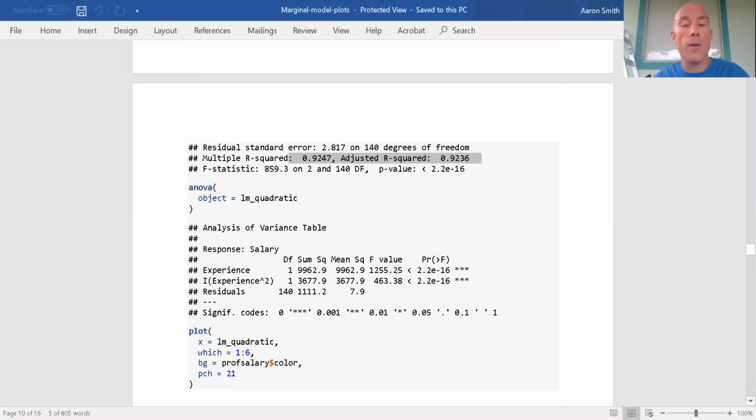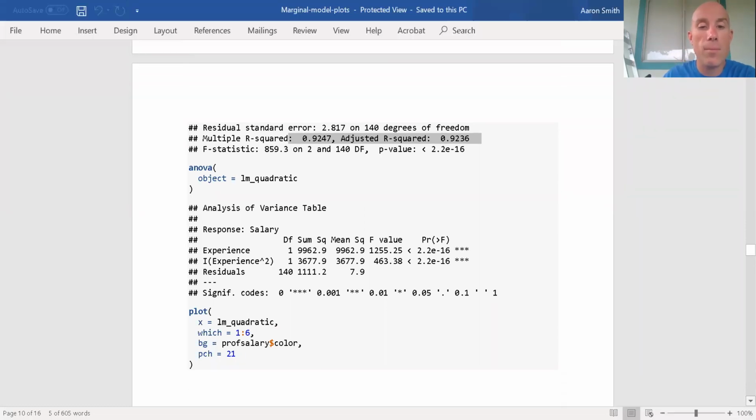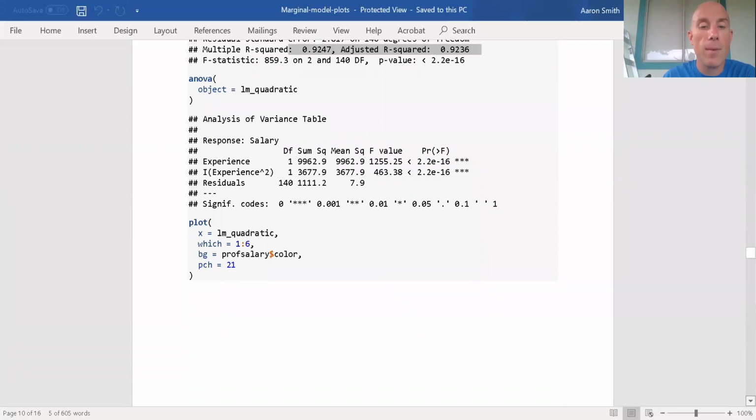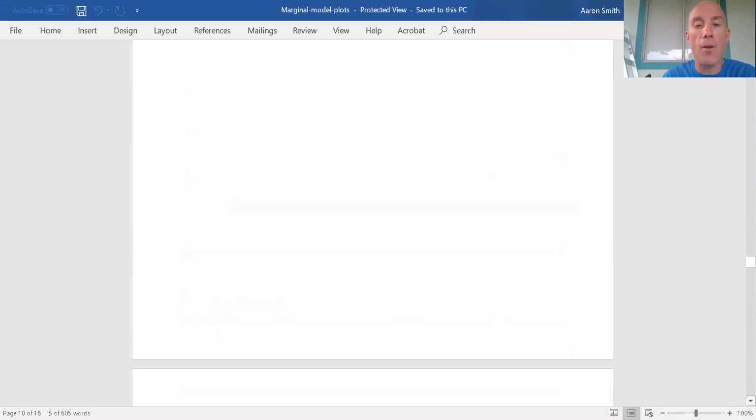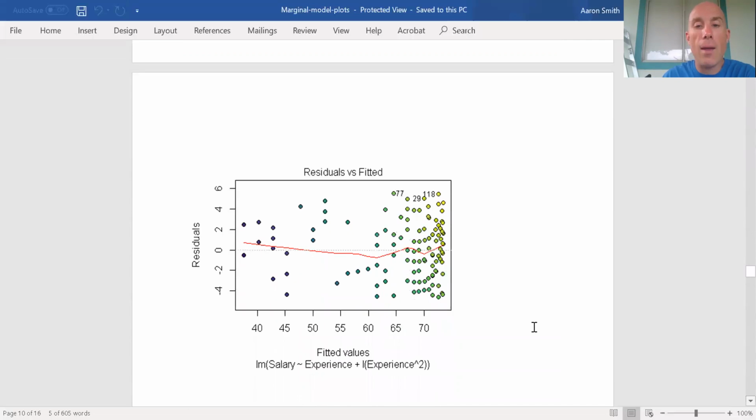ANOVA supports doing a quadratic. And I'll go ahead and look at the diagnostic plots. And this pretty much looks like a cloud of dots. Now, the distribution is a little bit choppy, but that's because of the values that we have for the predictors. And that's not something I need to worry about.